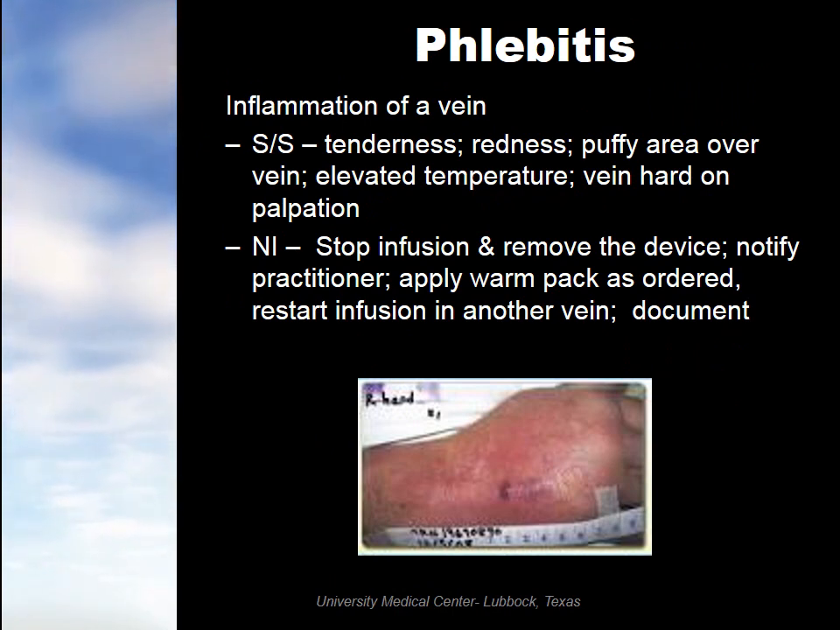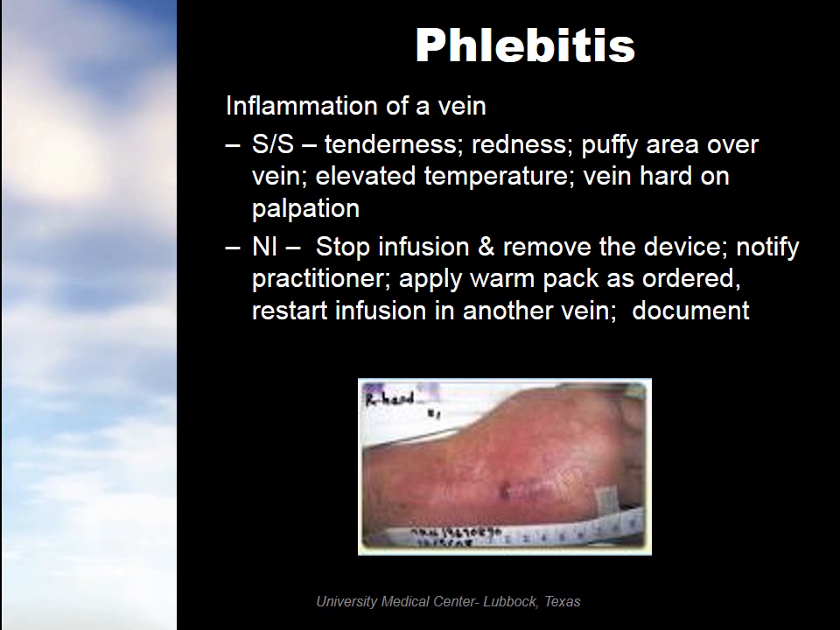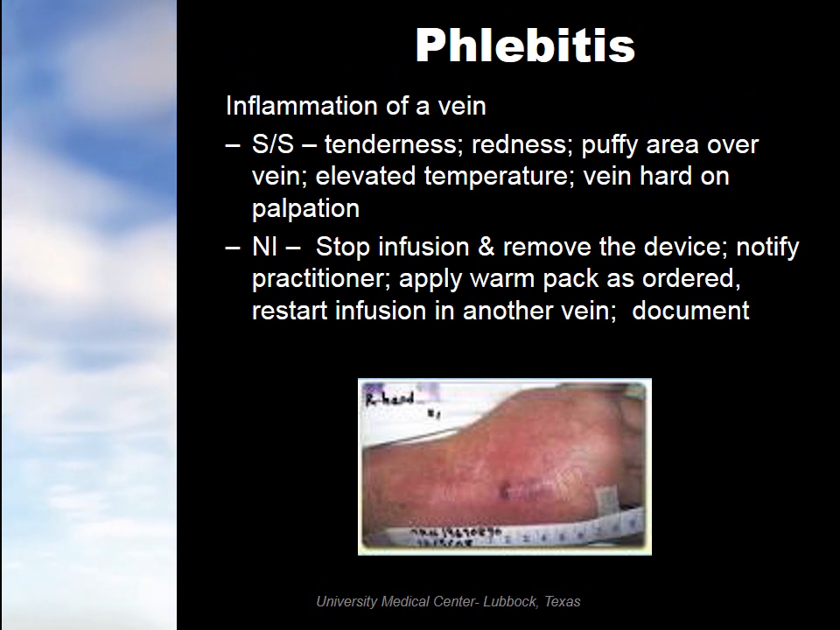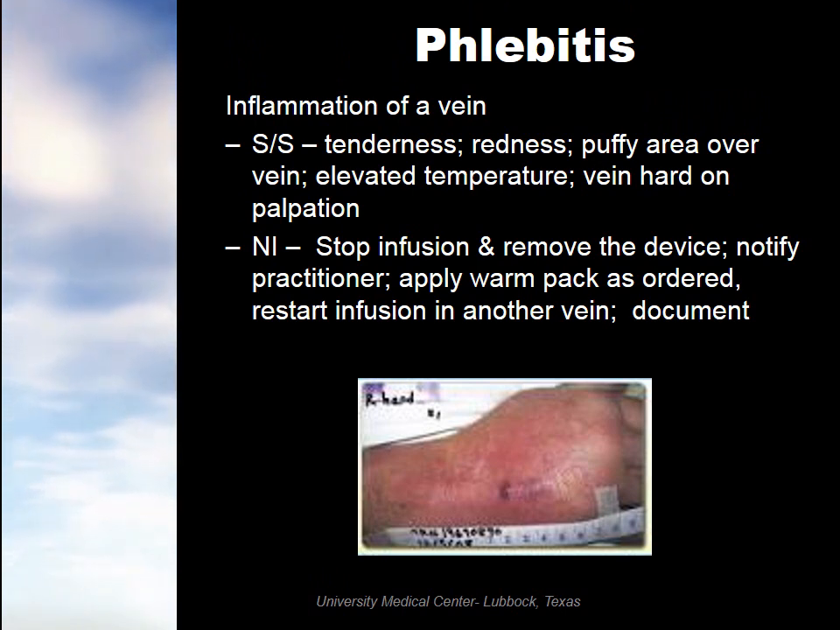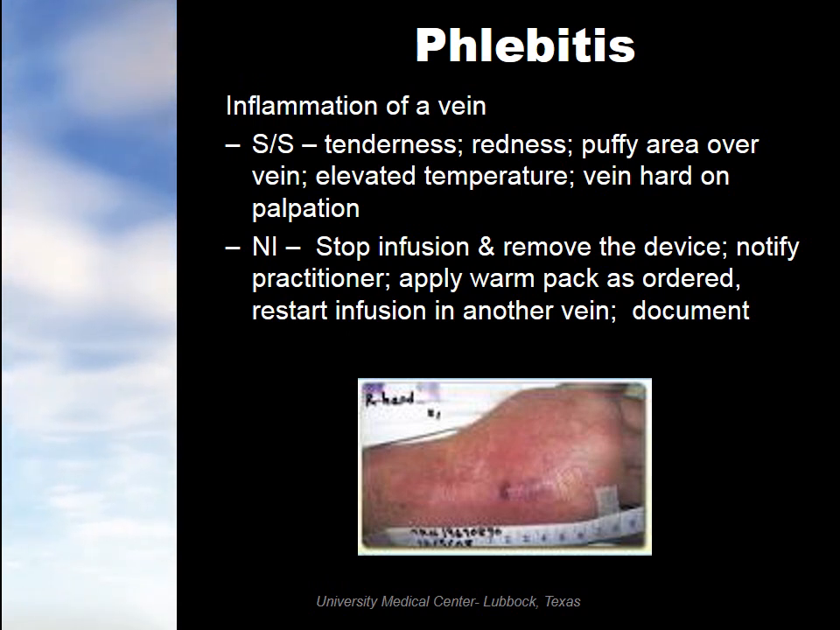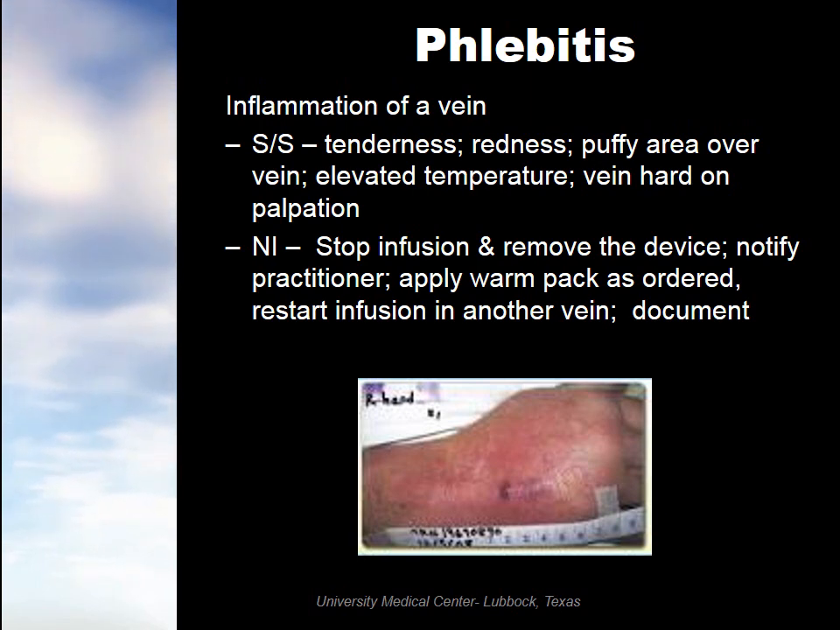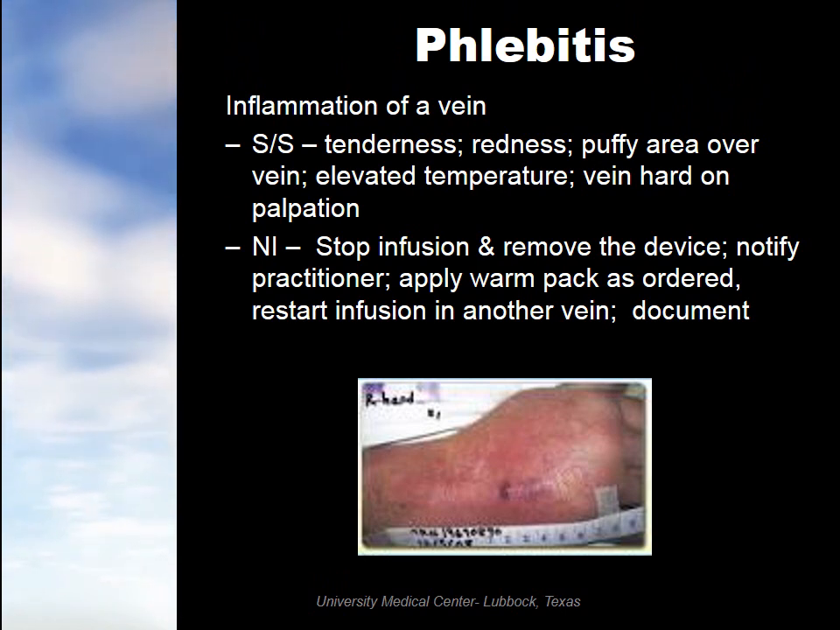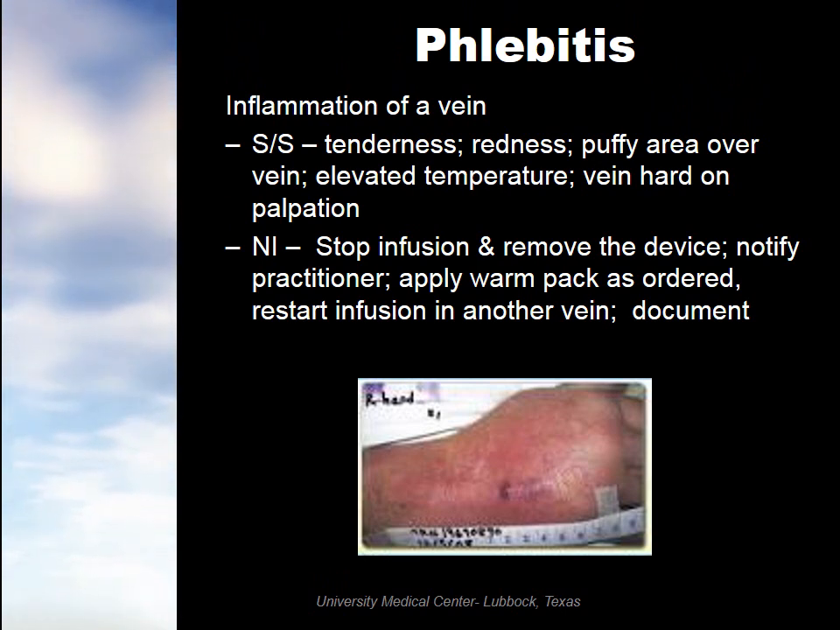Phlebitis is inflammation of a vein. Because many elderly patients have fragile veins, they are more prone to phlebitis and infiltration. Phlebitis may be associated with medications that are acidic, alkaline, or have high osmolarity, vein trauma during insertion, vein is too small, vascular access is too large, or prolonged use. Usually develops 2 to 3 days following exposure to medications or solution.